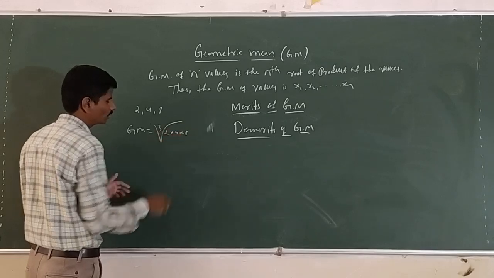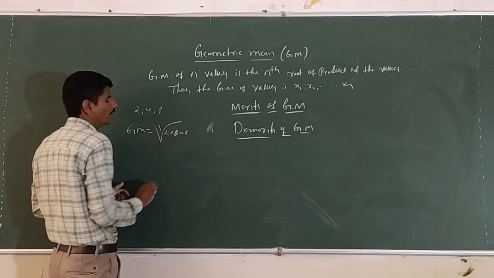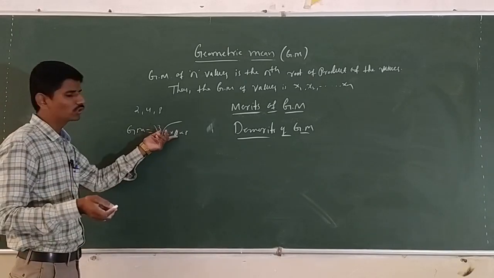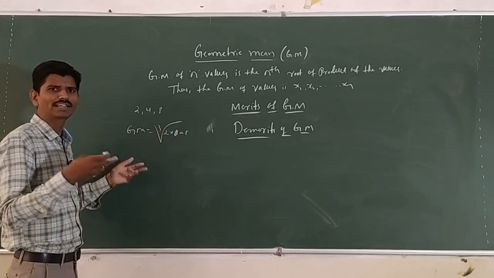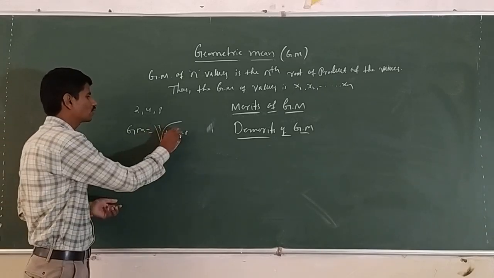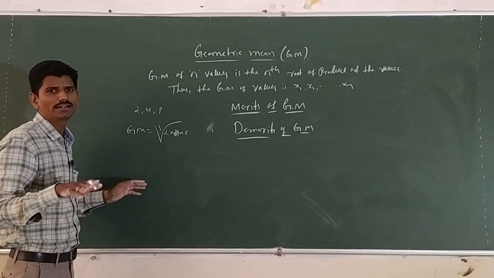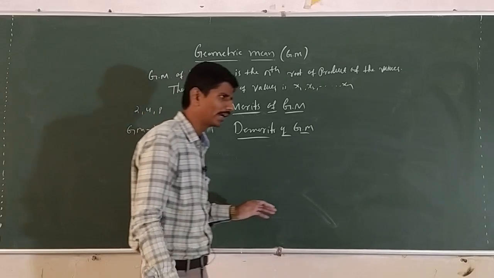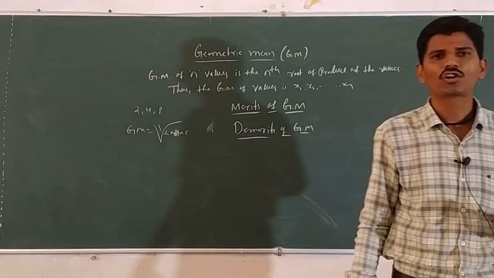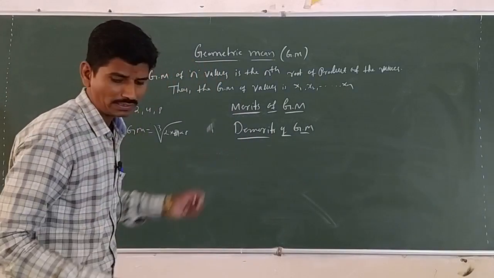Okay, that is equal to the cube root of 64, which is 4. Suppose if any one of the values is 0, then it cannot be calculated: 2 into 0 is 0, 0 into 8 is 0, so it cannot be calculated. Suppose if a negative value, -1, then also the cube root cannot be calculated. If any one of the observations is 0 or negative, the geometric mean cannot be calculated. Okay, these are the merits and demerits of geometric mean.